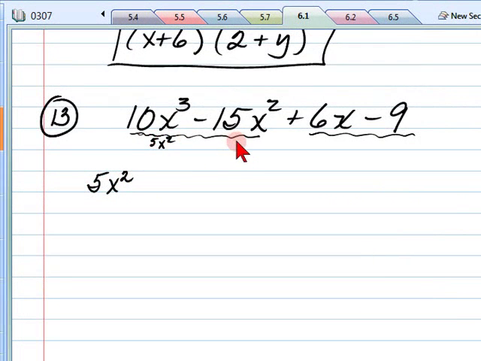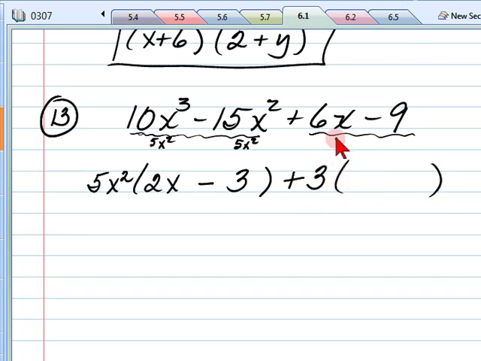So we divide by 5x to the second. And what does that give us? 2x minus 3. So I sure hope when I work on that second group that I get another 2x minus 3. So I look at the second group, what's in common? It's a positive 3. So I divide each of those by 3 and I get 2x minus 3. All right, so do I have a common binomial factor? Yes. So I'll put that out in front, 2x minus 3.